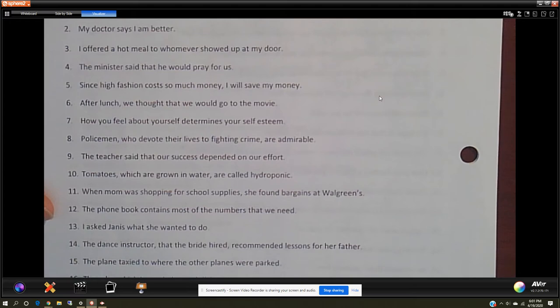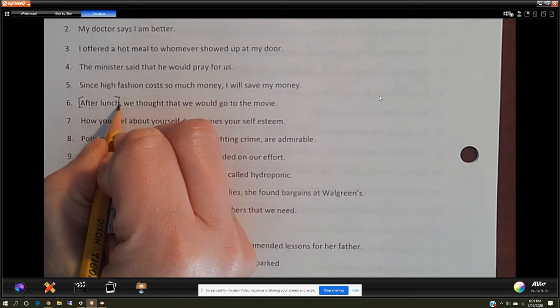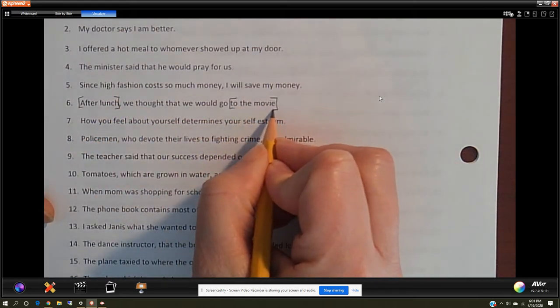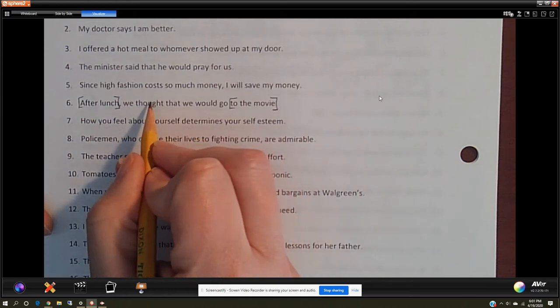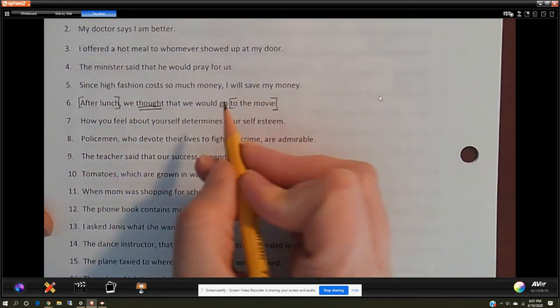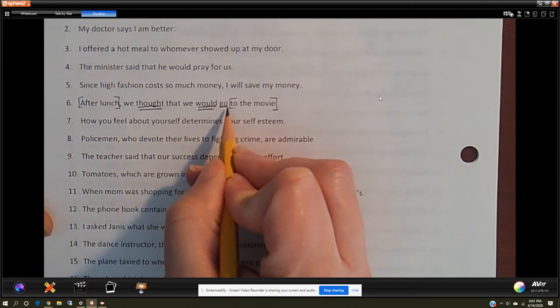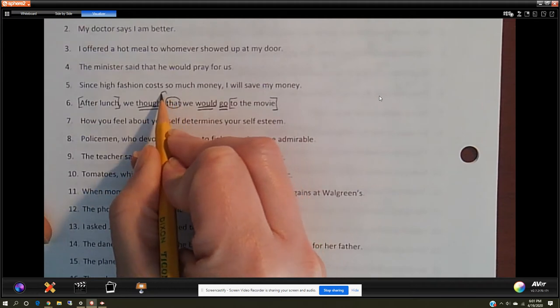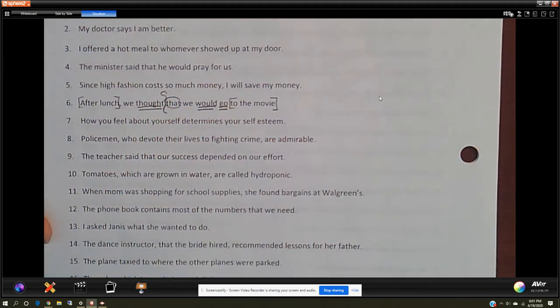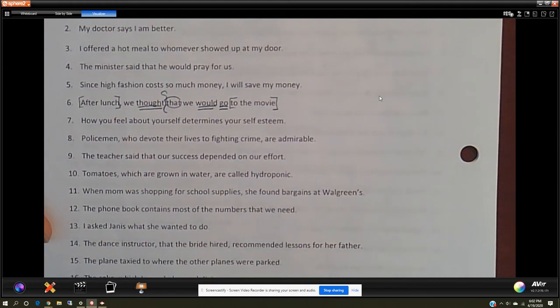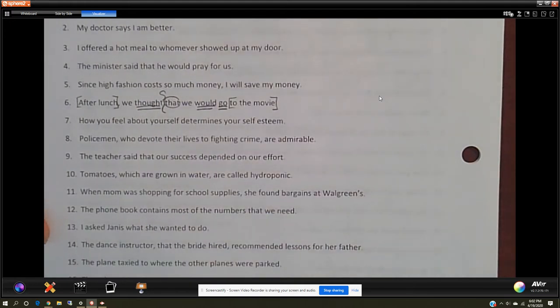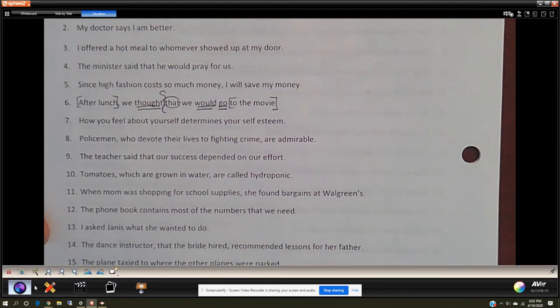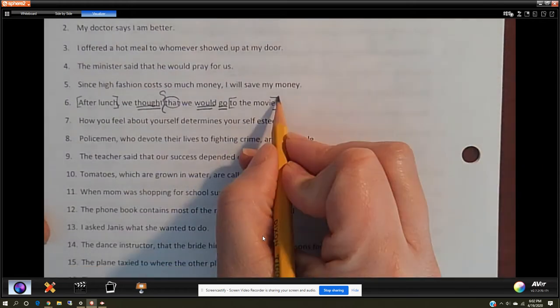So number 6, after lunch, we thought that we would go to the movie. Prepositional phrases, after lunch, to the movie. Verbs, thought, would go. Relative pronouns or subordinating conjunctions. There's the word that, and we start our dependent clause right there. Where are we going to end this dependent clause? Let me hit the focus button and see if it'll do it a little better here. Okay. We're going to end it at the end of the sentence.